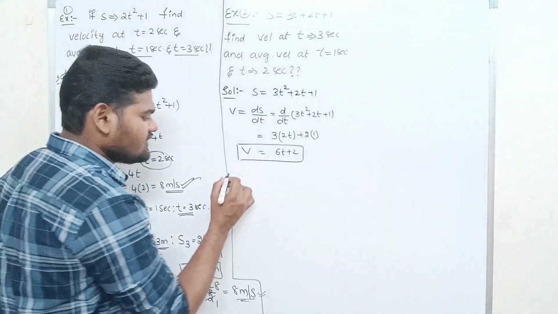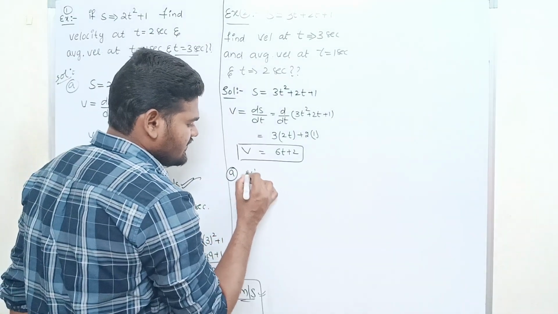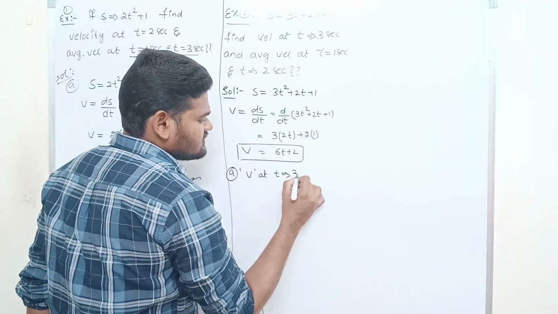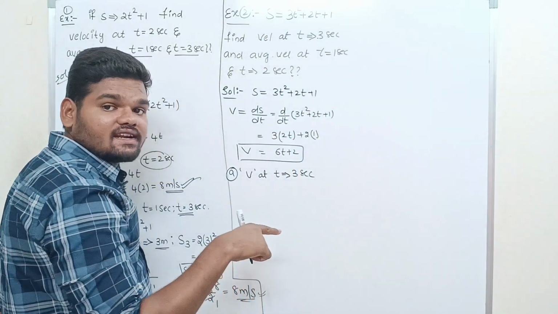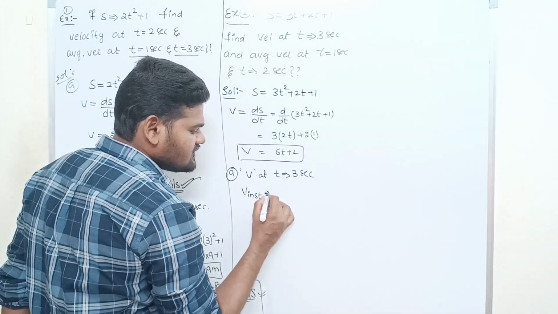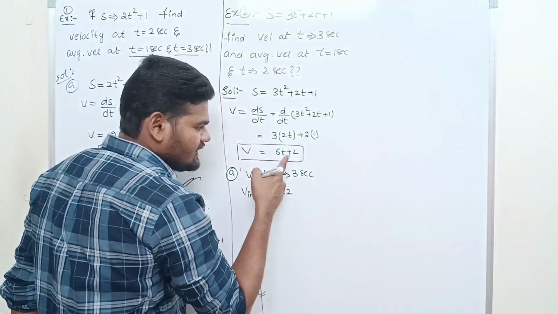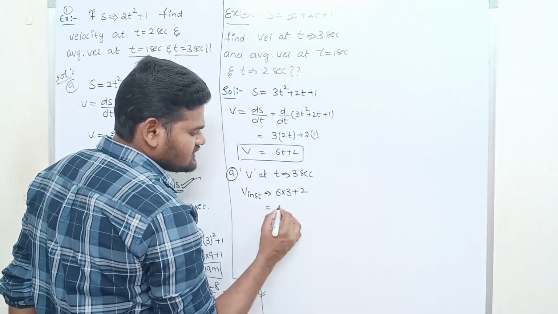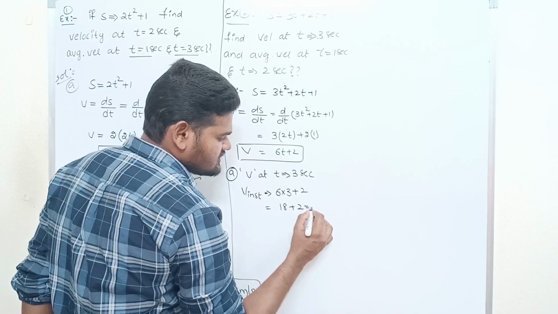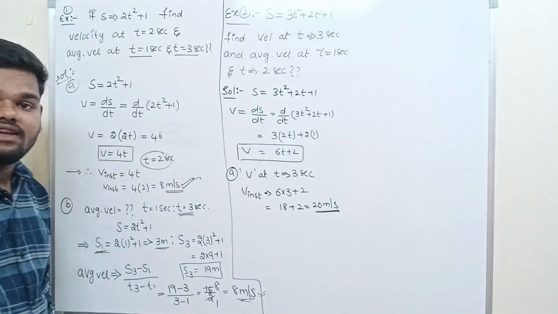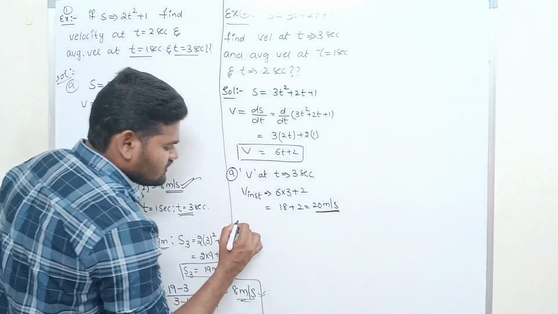Now what we have to find is part A, the velocity at t equals 3 seconds, at a particular instant of time, that is called instantaneous velocity, which is equal to 6 into t, where t is 3 as given, plus 2. 6 3s are 18 plus 2, which is equal to 20 meter per second. 20 meter per second. Right.